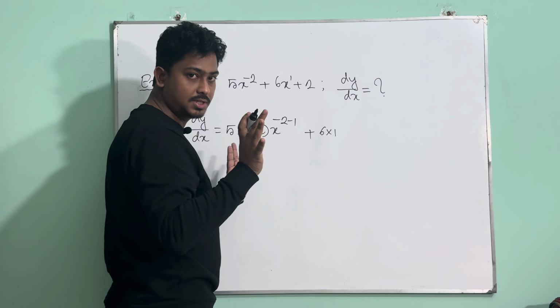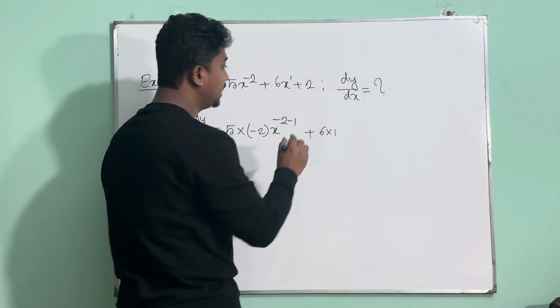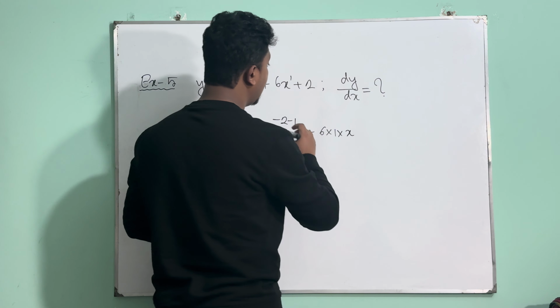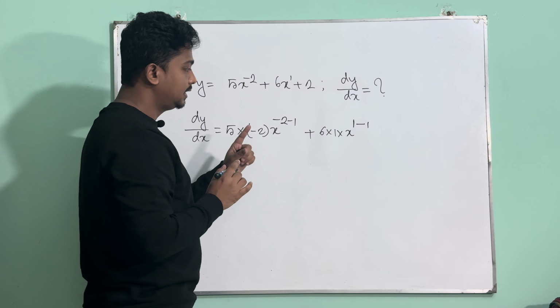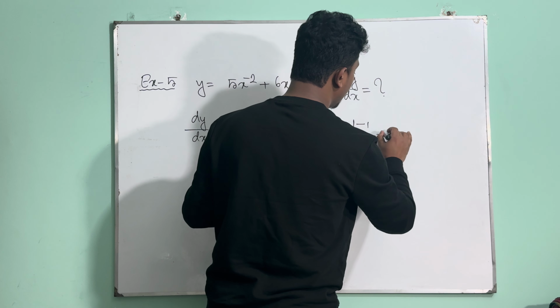We don't need to write it. I'm just writing it to make you understand clearly. Then the variable x, and then 1 was there. We are going to reduce it by 1, right? That's it. Now let's move on to the last one.